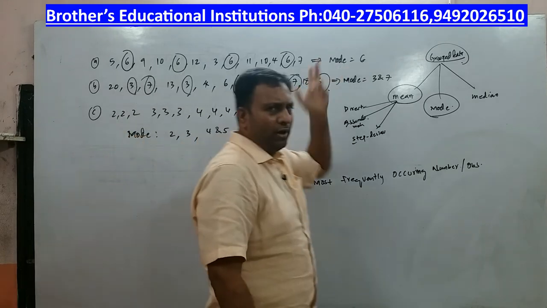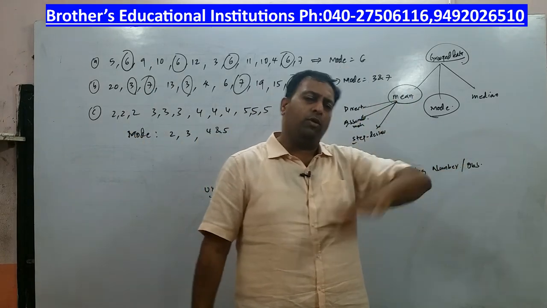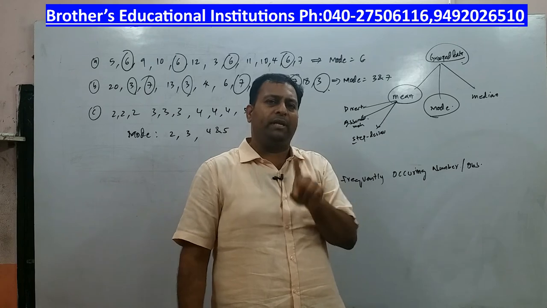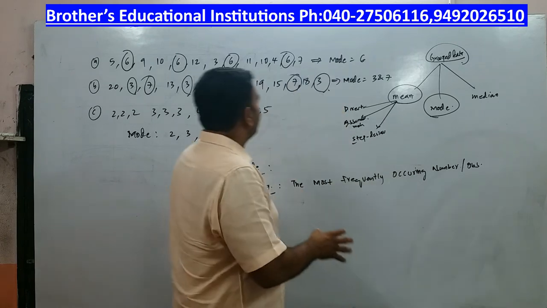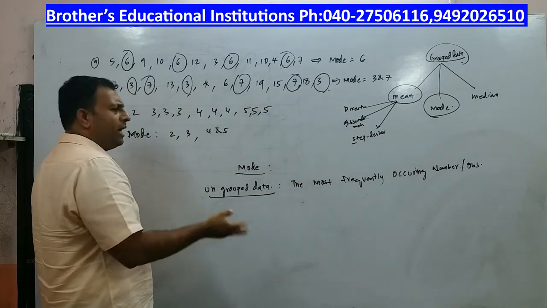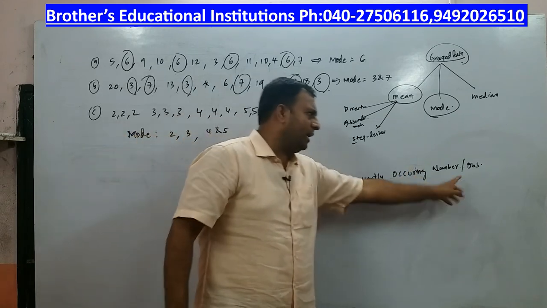Otherwise, you will have one mode. But mode need not be unique. Mode can be many also, but mean is always unique. So children, this is how you study ungrouped data. It is very simple. The most frequently occurring number is called mode.